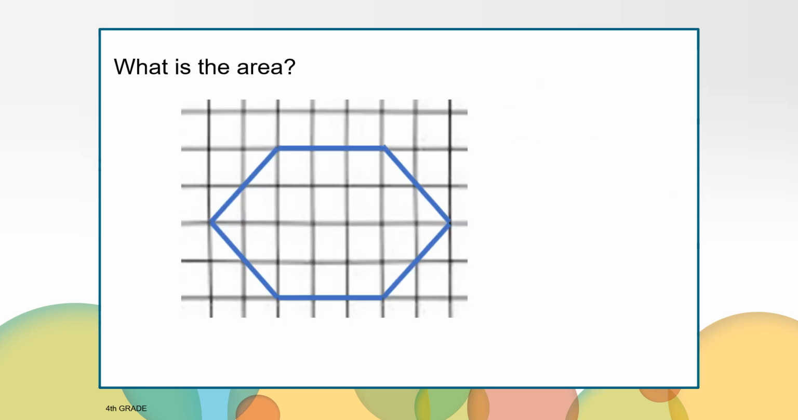But what if we have a shape that is not as easy to determine the area of, like this hexagon? This shape is a little trickier to figure out because it isn't in a perfect array like the rectangle, and some squares are not fully used. Take a moment and see if you can determine the area of this shape. You may use your pencil and paper to help you.